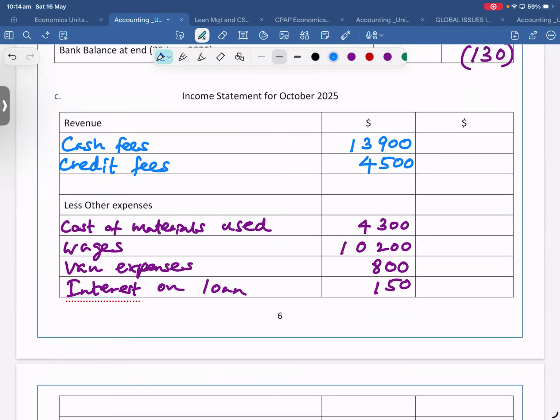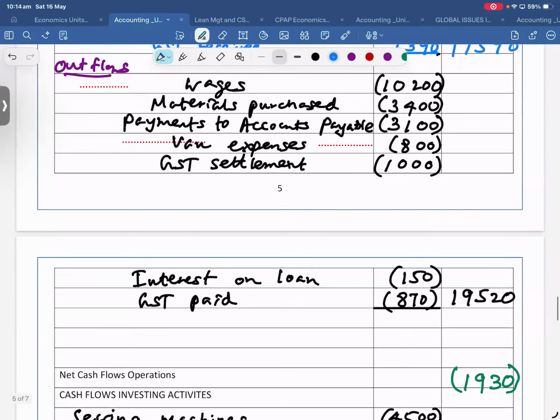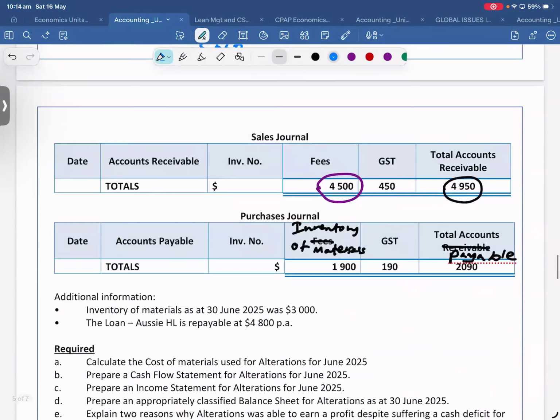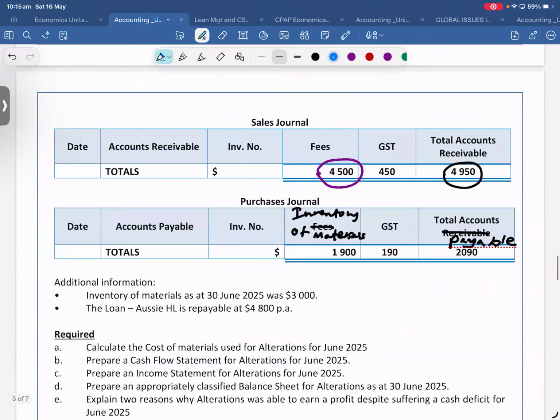So the sales and the purchases generally don't go into the cash flow statement because they are credit. Yes, only cash flows go into that. Right. Then fees done. GST, not revenue, nothing. Total accounts receivable, we'll deal with that later.